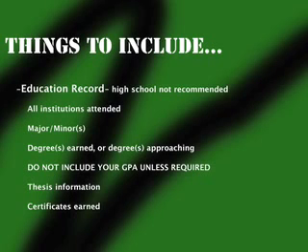When you are writing about your education record, it is probably a good idea to not include high school information because it was a long time ago. However, you may want to include that you did receive your high school diploma. The information that you do want to include in your education record is all institutions or schools that you have attended, your major and or minor, degrees that you have earned or are approaching, thesis information if it applies to you, and certificates earned. You do not want to include your GPA unless it is required or it is high.